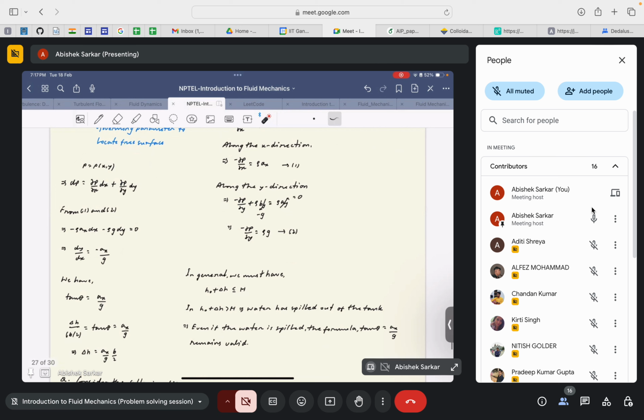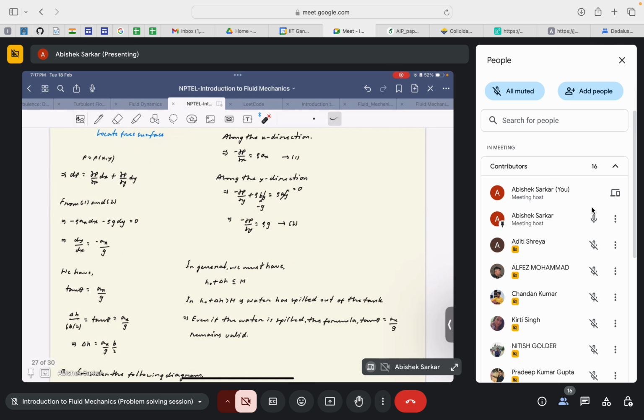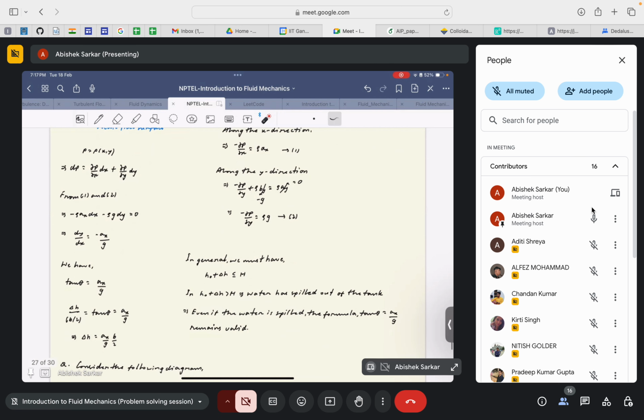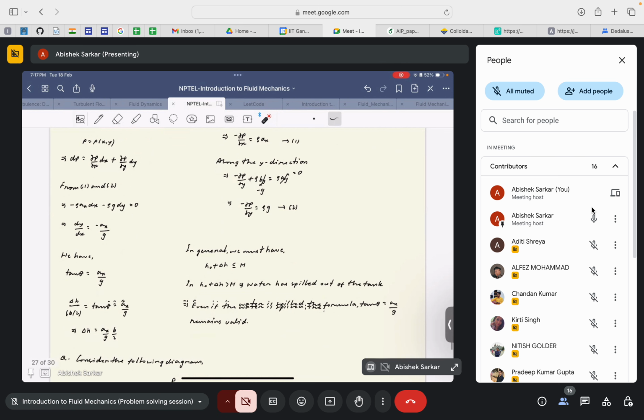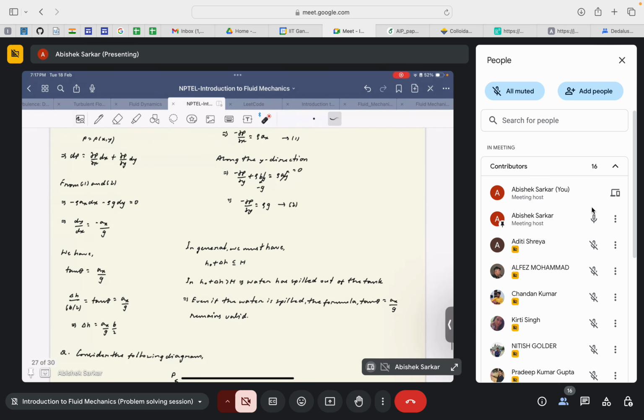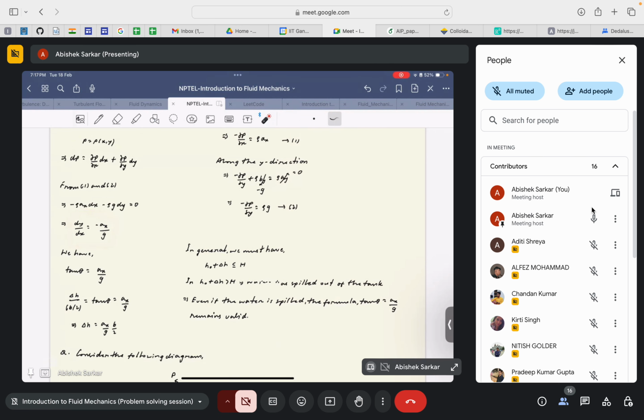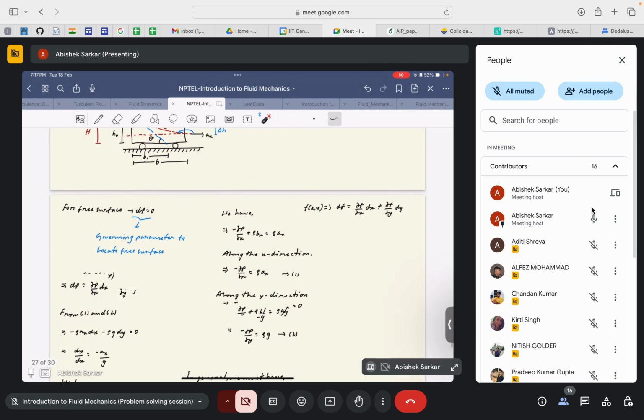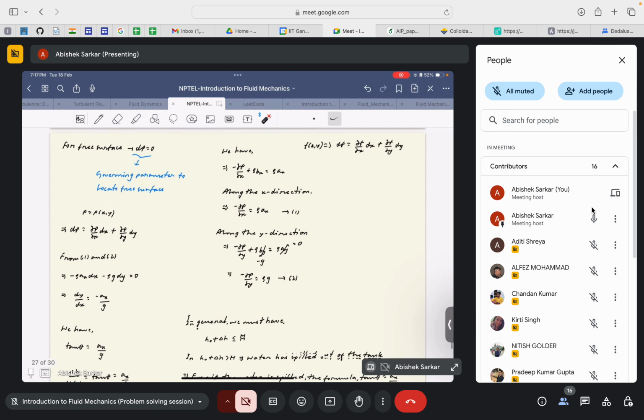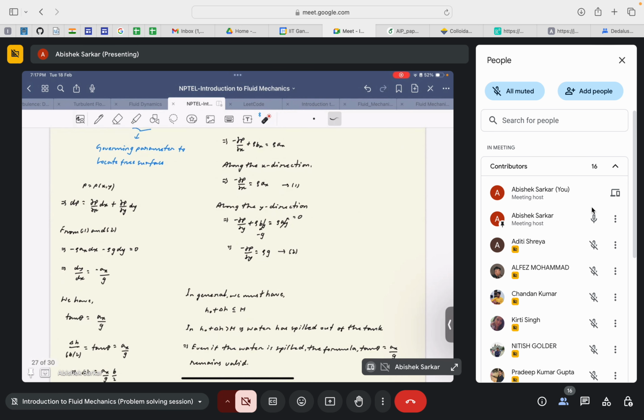Okay, so if we substitute the value of ∂p/∂x and ∂p/∂y in this equation, you will get that ρax dx minus ρg dy equal to 0. Then we can say that dy/dx is equal to minus ax by g, which is basically the slope of this particular free surface. So we can write tan theta is equal to ax by g.